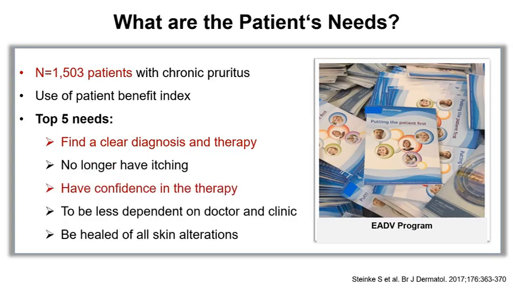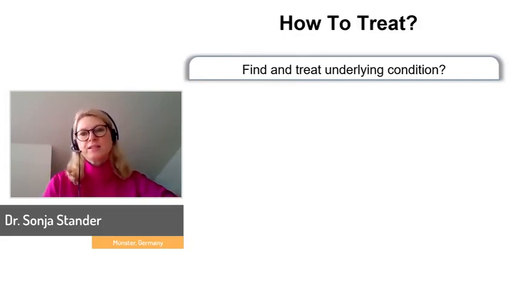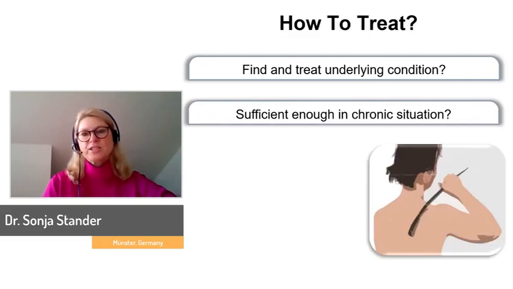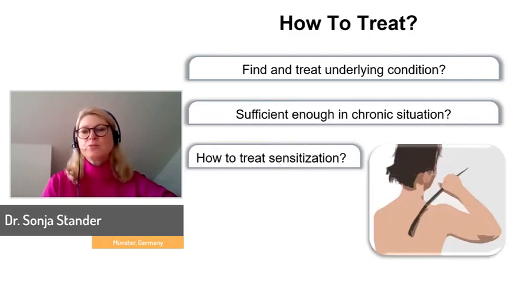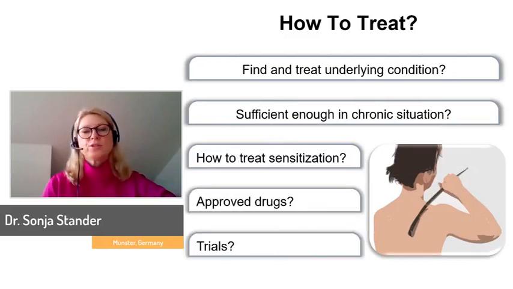So here we have a clear need of the patients pointing to the medical care. And we see that we still do not have a global agreement and harmonization on how to treat these patients. And you see the way we have in front of us to do that. But when we're thinking about the treatment, how can we treat the patient? Is it enough to find and treat the underlying condition? From what I said already, it is not sufficient. What can we do to treat the sensitization? Do we have approved drugs? And what are the current trials?